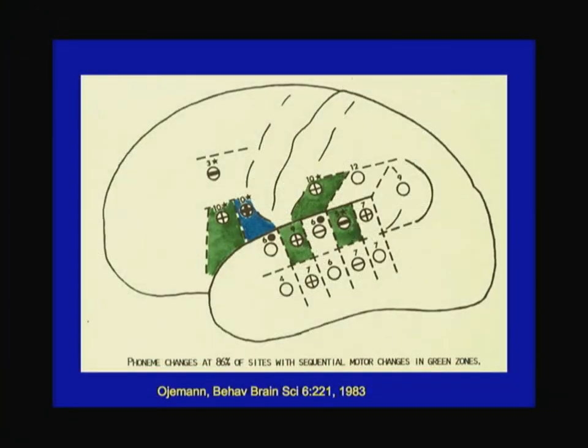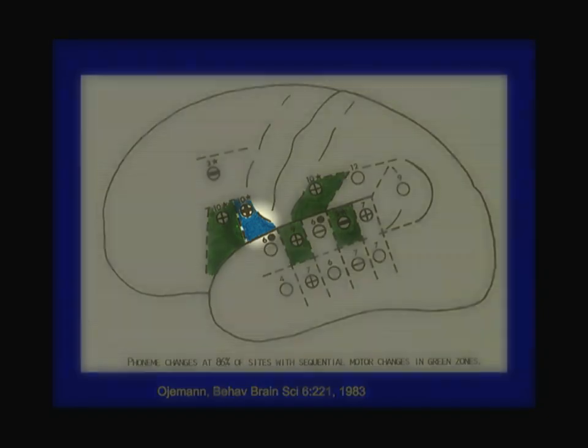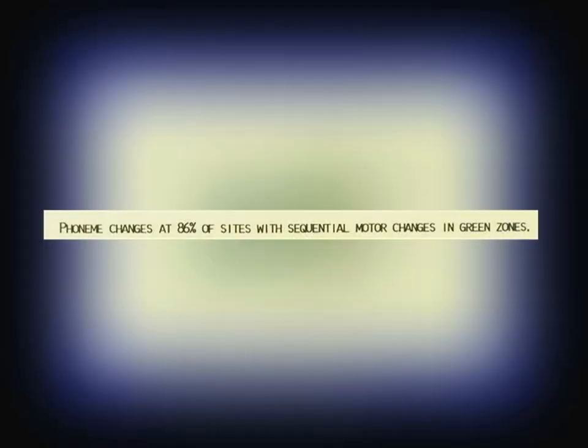So here are the sites where we have the interference with oral facial motor mimicry, the blue sites where we interfere with any kind of mimicry, and that's presumably a final motor pathway for oral facial motor control, but then the green sites, the sites where we interfere with the ability to sequence the oral facial movements, and as you see, a very high percentage of these sites, we also got motor changes. We also got phoneme changes, which suggests that this cortex is involved in both the production and perception of speech rather than this posterior perception, anterior production dichotomy.